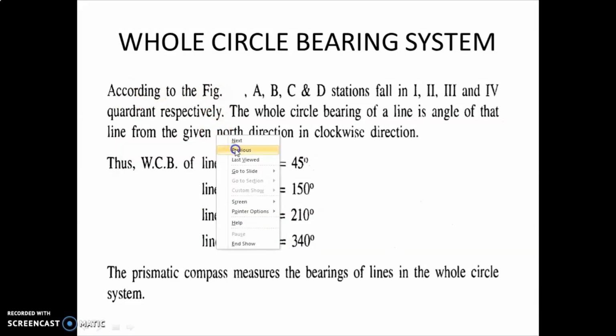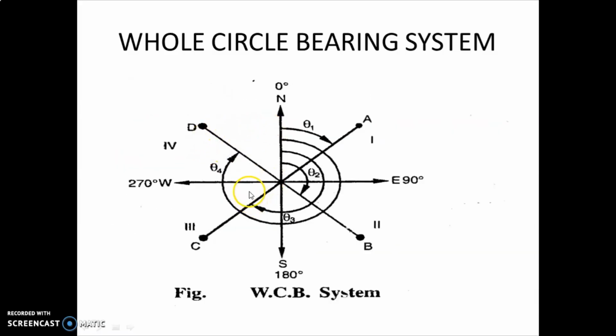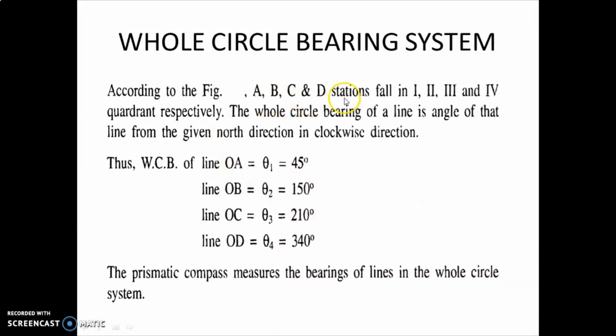According to the figure that I have shown you, stations A, B, C and D fall in the first, second, third and fourth quadrant respectively. The whole circle bearing of a line is the angle of that line from the given north direction in the clockwise direction. We have already seen this. For example, for WCB of line OA, theta 1 is 45 degrees, which lies between 0 to 90 degrees. Line OB, theta 2 is 150 degrees, which lies in the second quadrant. Line OC, theta 3 is 210 degrees, which lies in the third quadrant. And line OD, theta 4 is 340 degrees, which lies in the fourth quadrant.